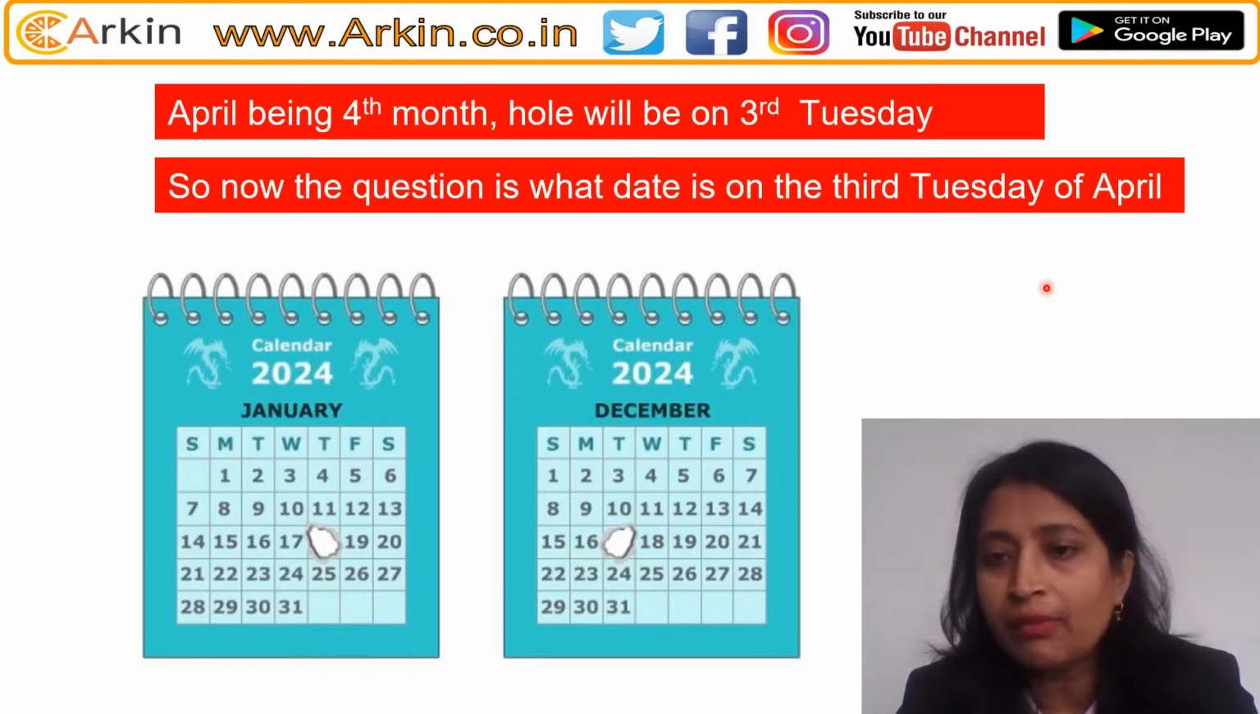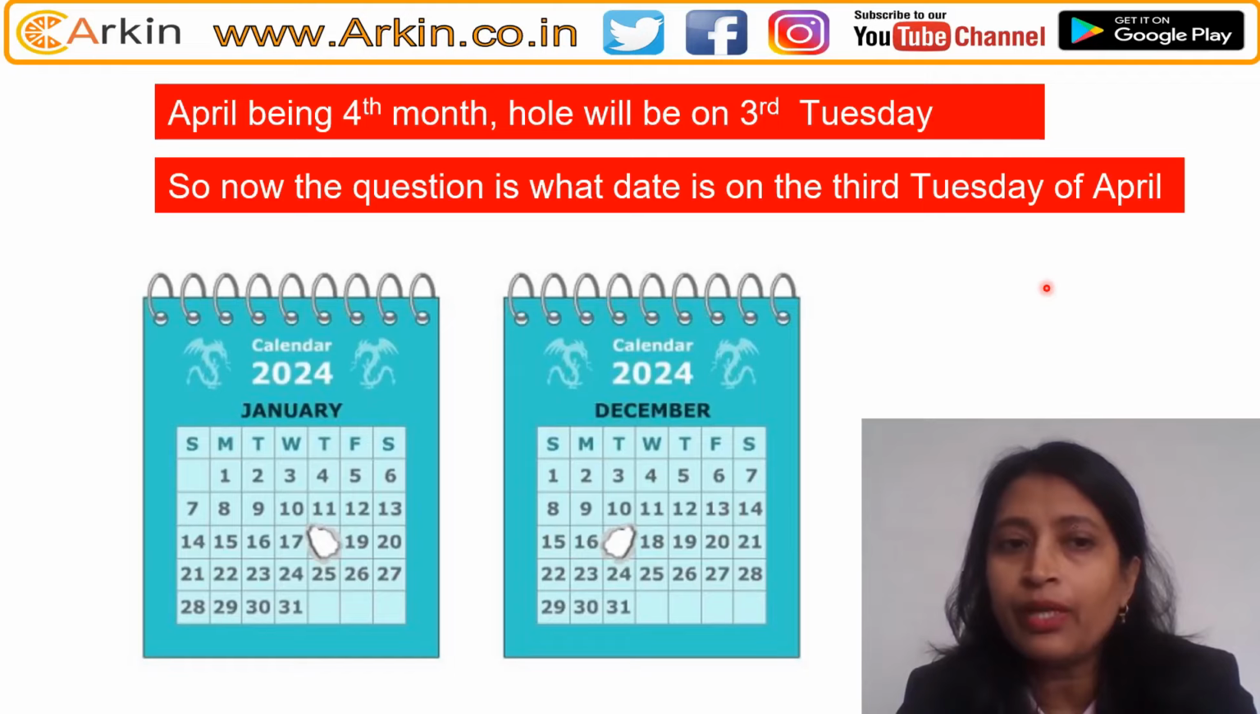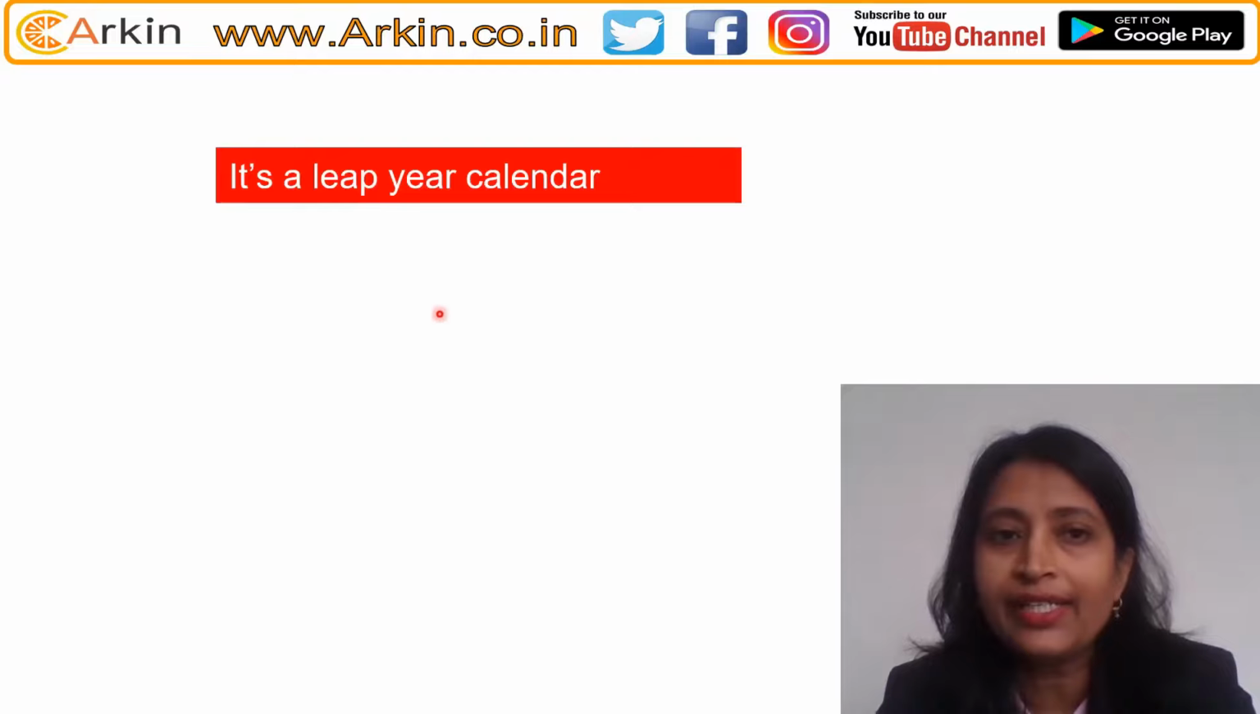Ultimately, the question is as simplified as this: what is the date on the third Tuesday of April, if the first of January is on a Monday? So the question becomes easy here. Let's do it. We know it is a leap year calendar. It is given, it is shown.